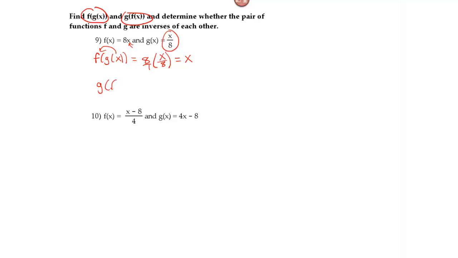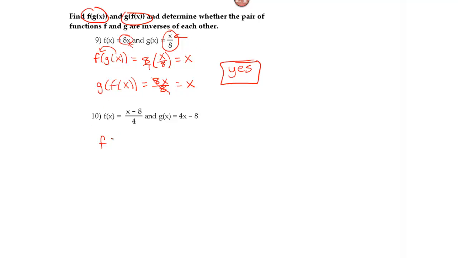If I do this both directions and I get x both times, that means these functions are inverses of each other. So now I'm going to take 8x and put it right here where x is on top. So that's 8x over 8. Again, the 8's cancel and I get x. So my answer to this is yes, they are inverses.